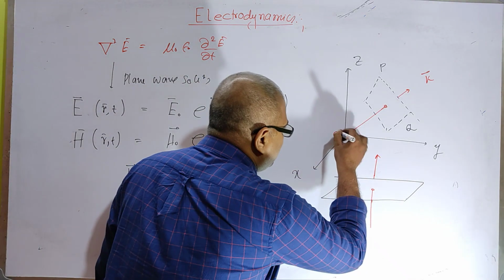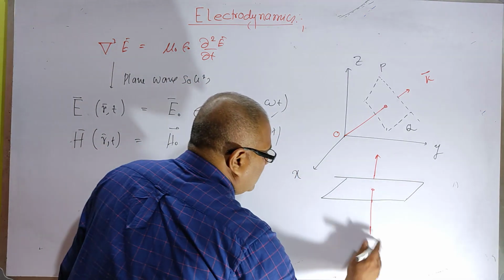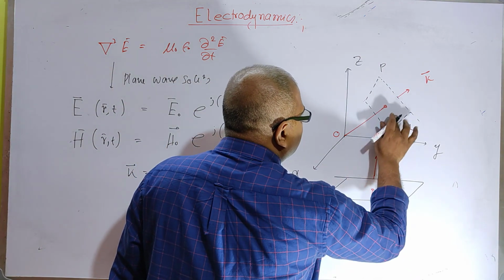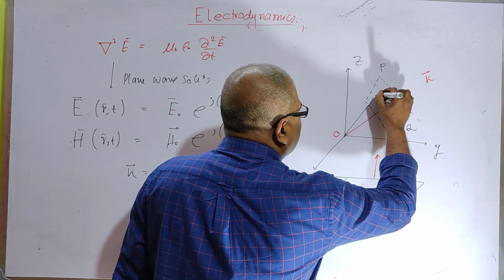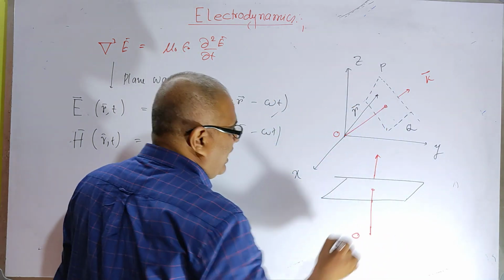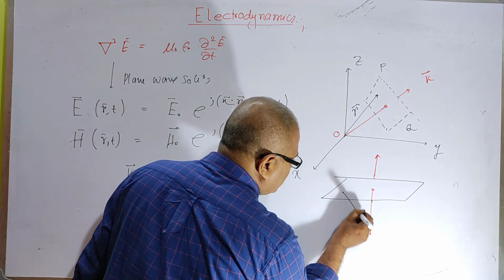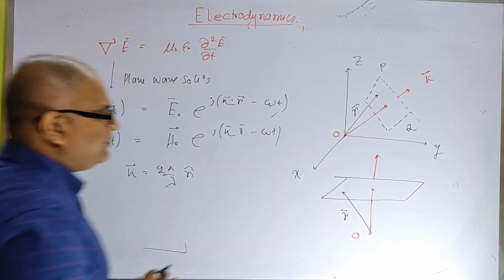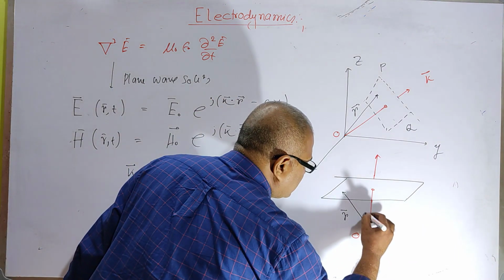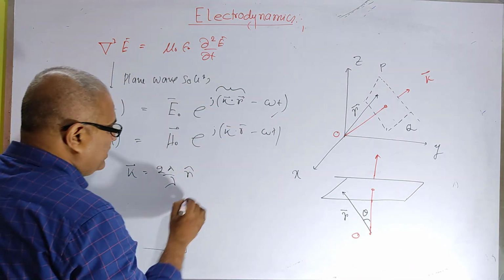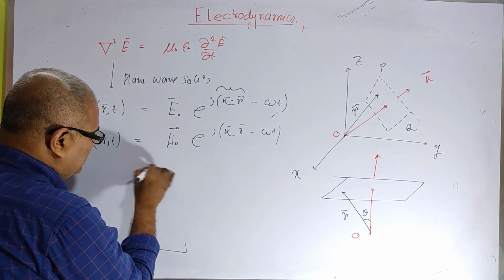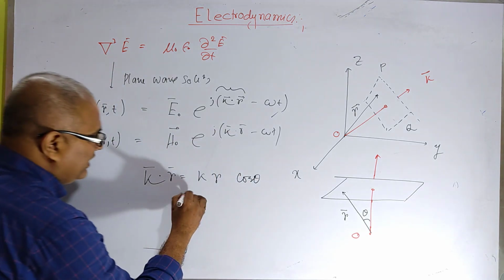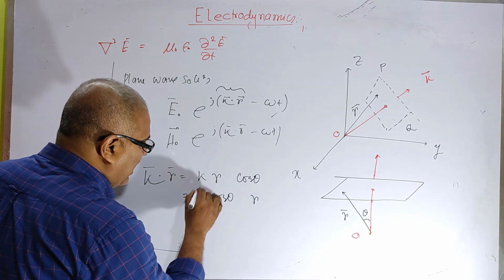So let's say this is the origin, O. Now at any time, take r, the position vector of any point. Okay, I am making this bigger. This angle is theta. So this component will be k dot r equals k r cos theta. That is k cos theta times r.